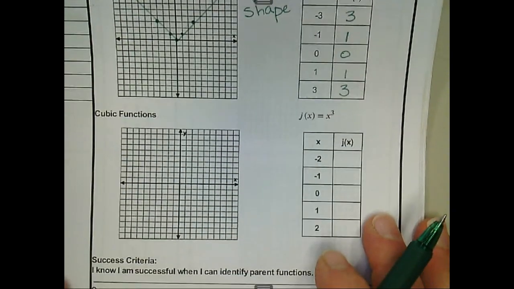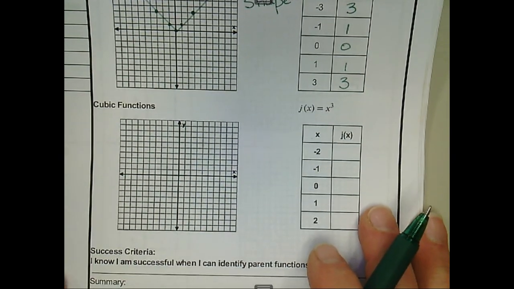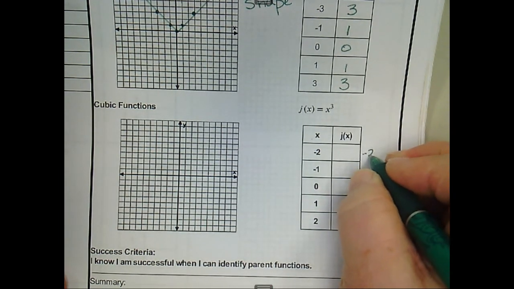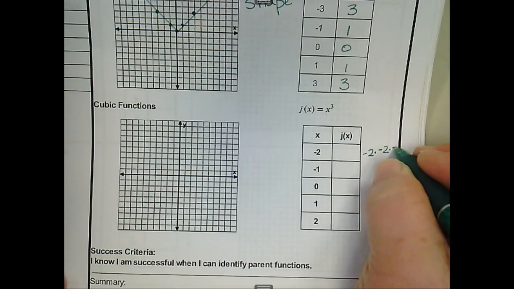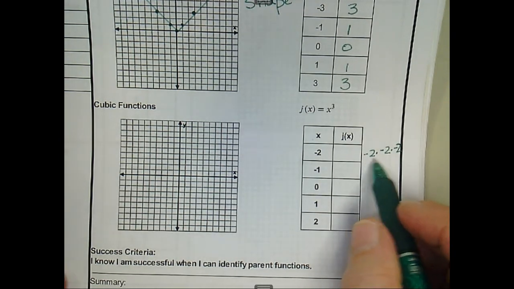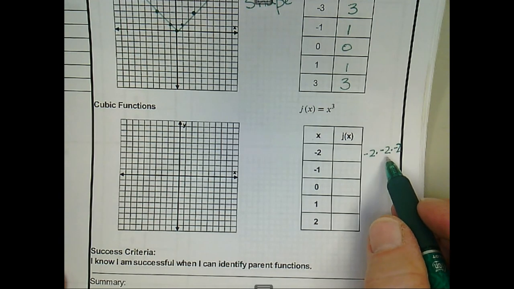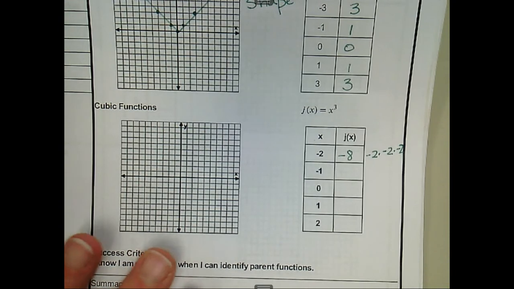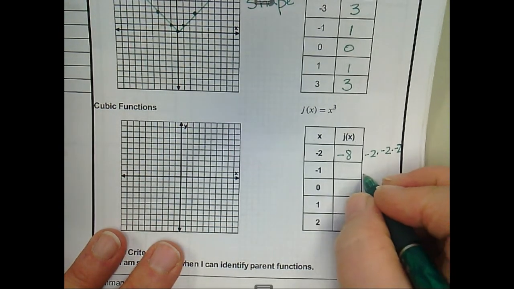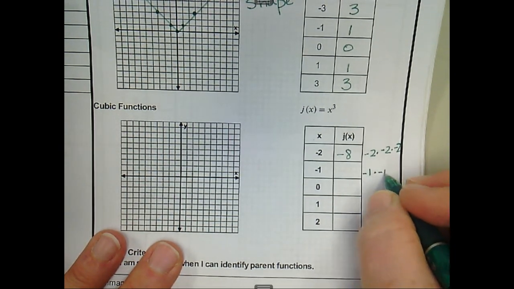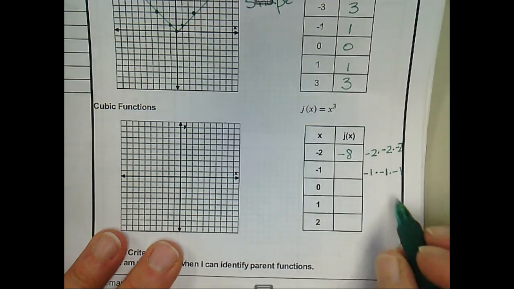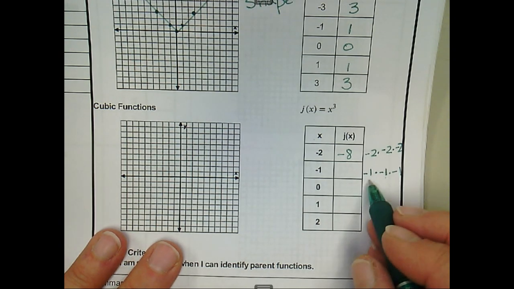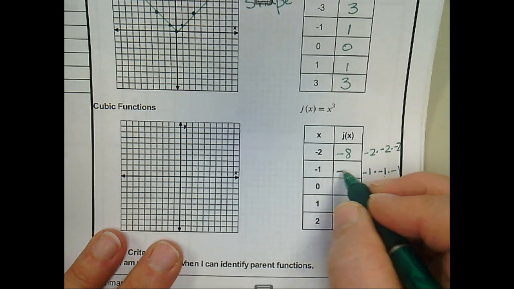Okay, so for the cubic function, cubic means to the third power. So this will be -2 times -2 times -2. -2 times -2 is 4. 4 times -2 is -8. -1 times -1 times -1. Negative times negative is a positive. Positive times negative is a negative. 1 times 1 times 1 is 1. So this is -1.